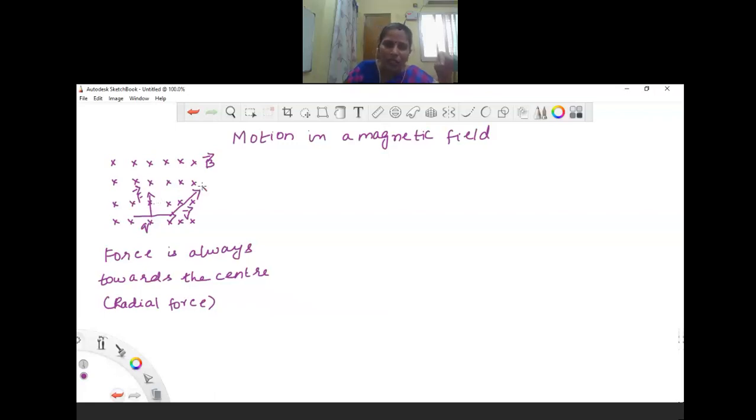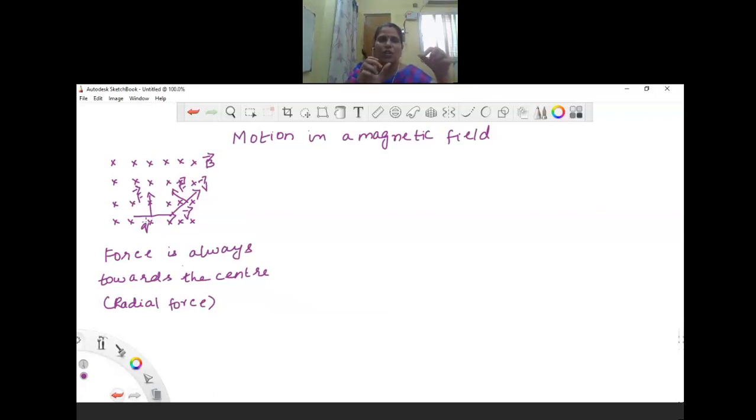So again, this will be the direction of the moving charge, and this will be the direction of the force. So the direction of the moving charge will change continuously only because of this magnetic force, and this magnetic force will make the charge move in a circular path.